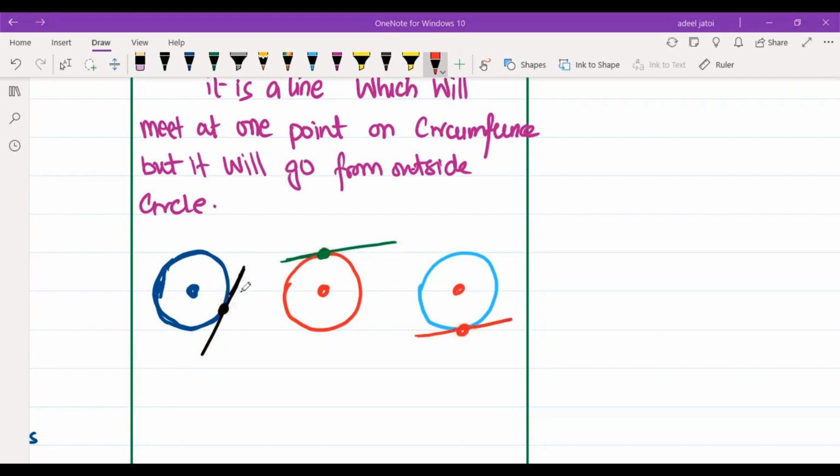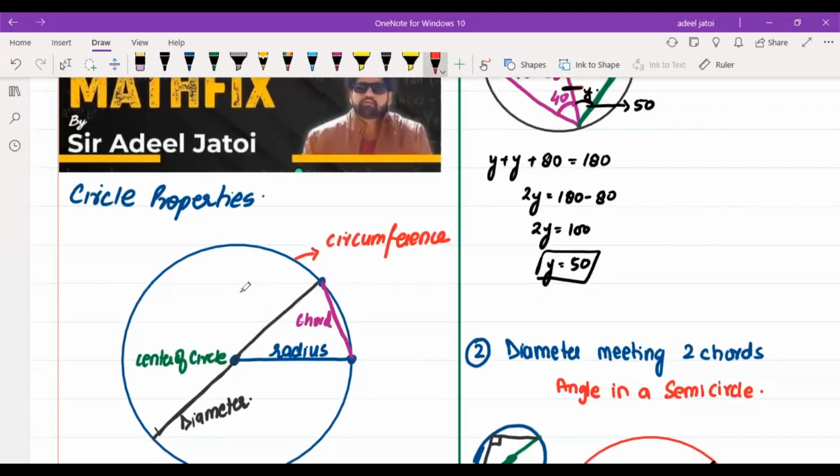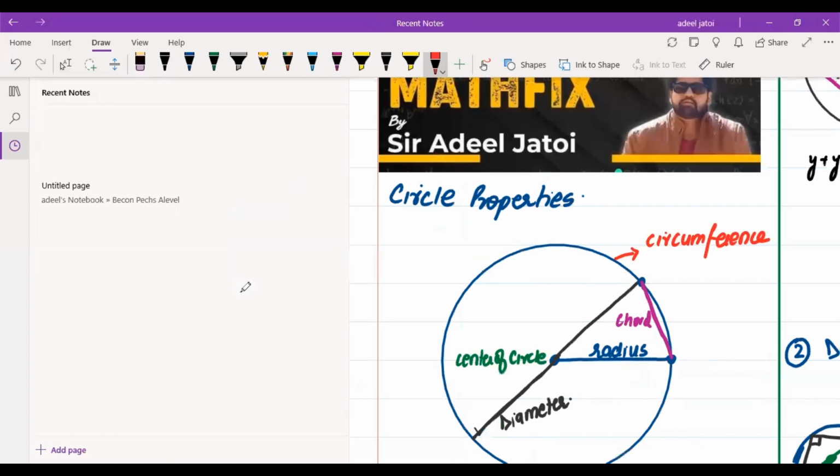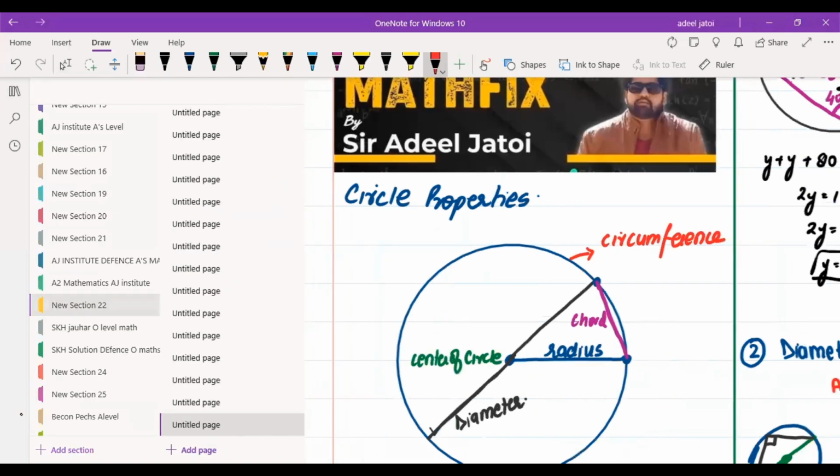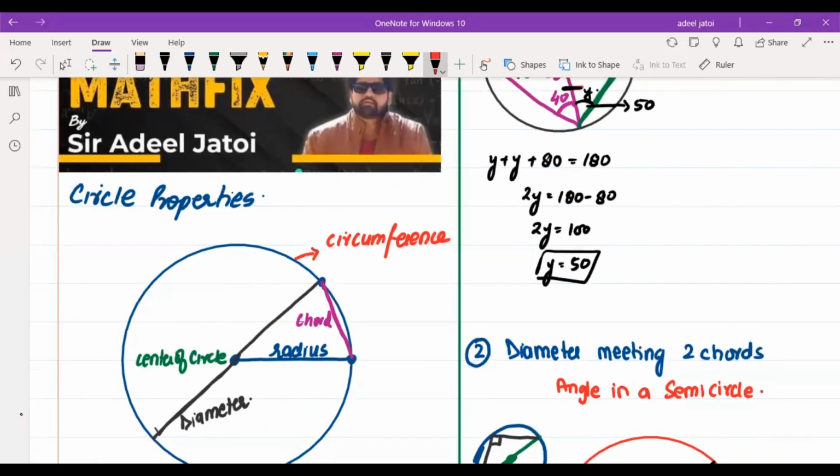You already know what a radius was. A radius was the line that connected what? That connected the center of the circle and one point on the circumference.